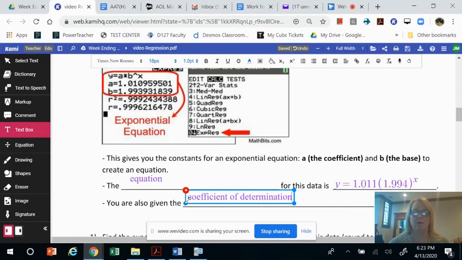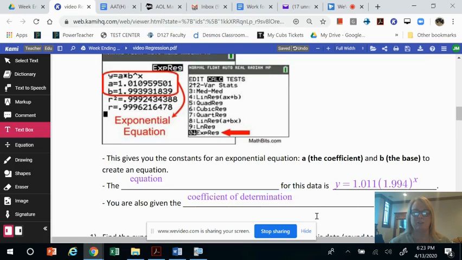The coefficient of determination is r squared, and we want that to be close to 1. So in this case, r squared is 0.9992. We only use r if we're talking about a linear relationship. So our best way to judge how good a model this is based on the r squared.